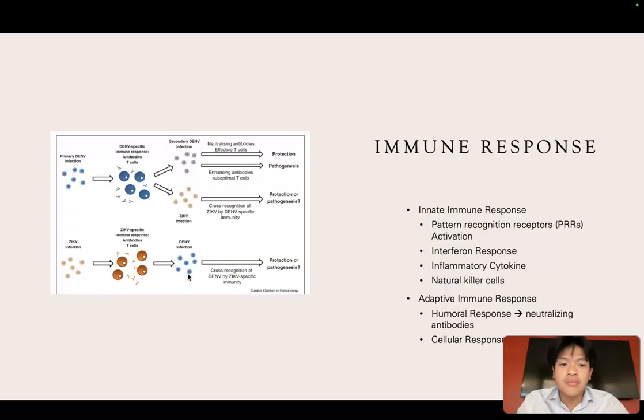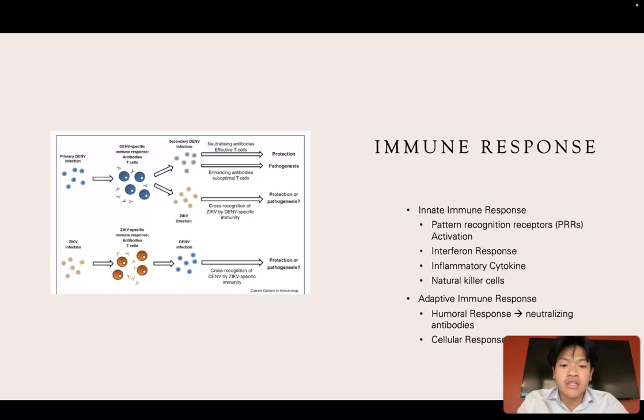And then here's the immune response. So I include the innate immune response and adaptive. So I have the PRRs activation, interferon response, inflammatory cytokines, and natural killer cells. So it begins with the innate defenses, where the cells detect the viral RNA and produce the interferon response and the inflammatory cytokines, which then will activate the natural killer cells to limit any of the early infections.